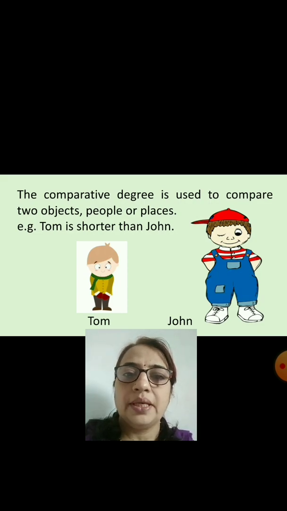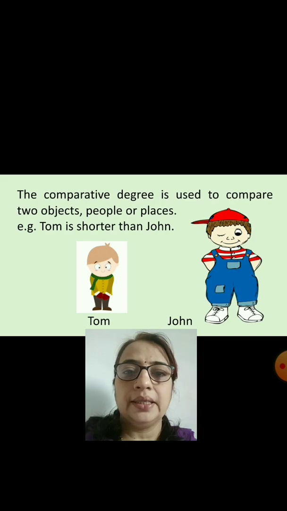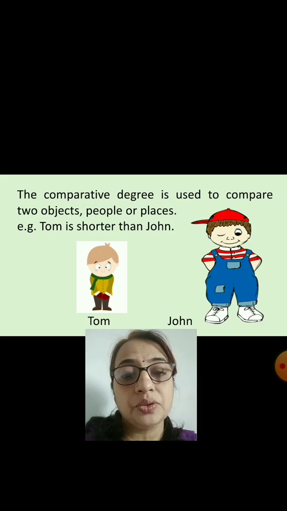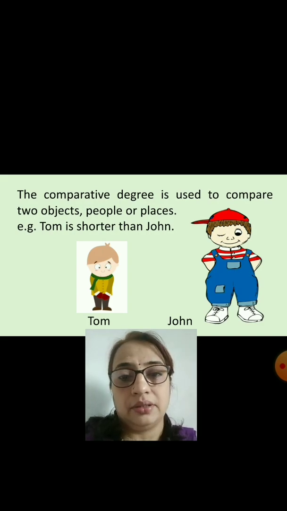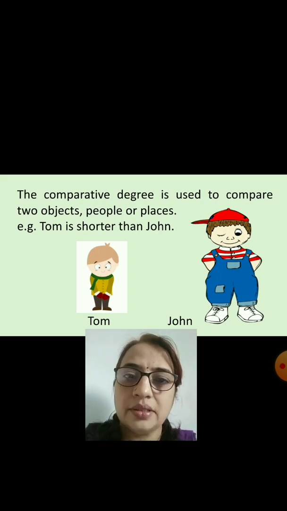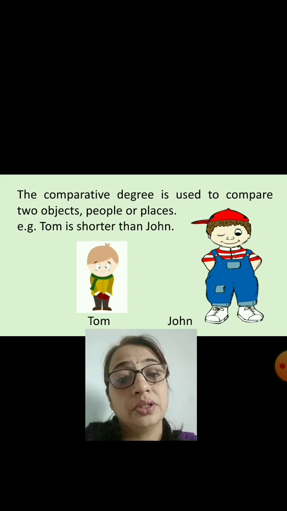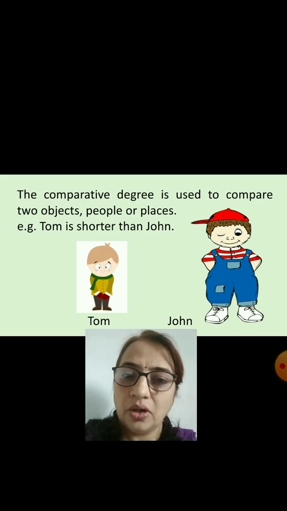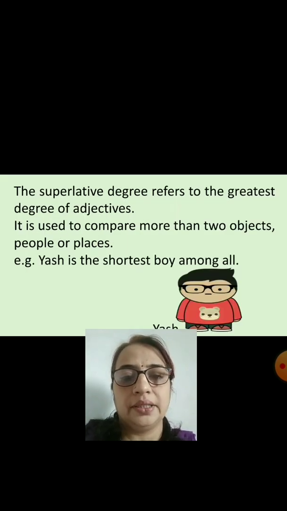Example is: Tom is shorter than John. Now here we are comparing the height of Tom with John. Tom is shorter than, he is less tall than John. But what exact word should I use for the comparison? Shorter. Tom is shorter than John. The word shorter is in comparative degree. Got it? Let's see the superlative degree.